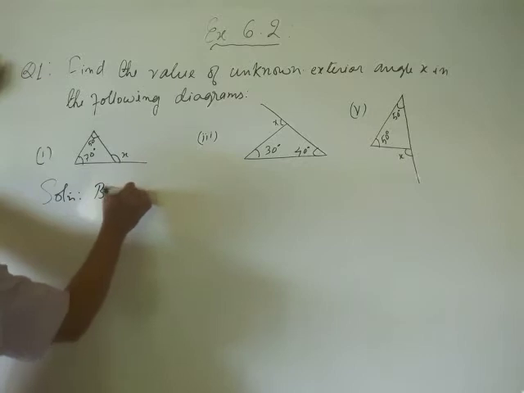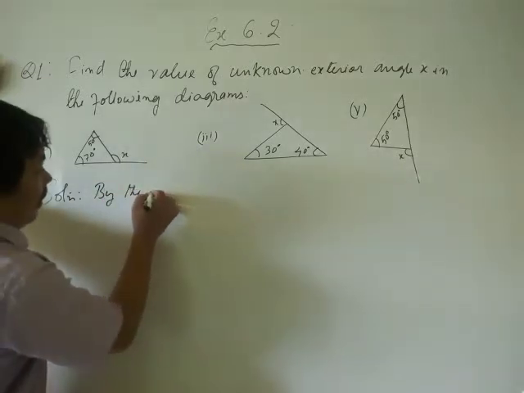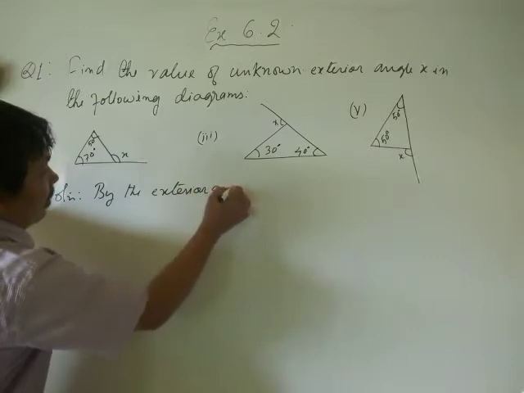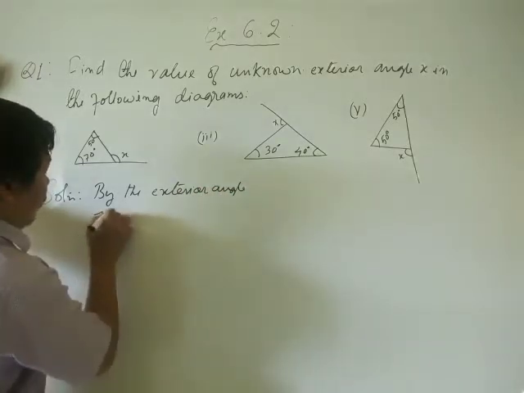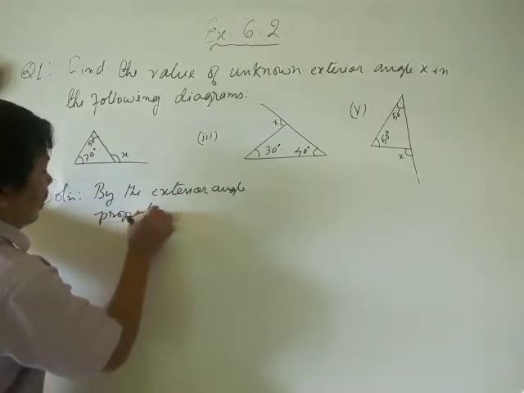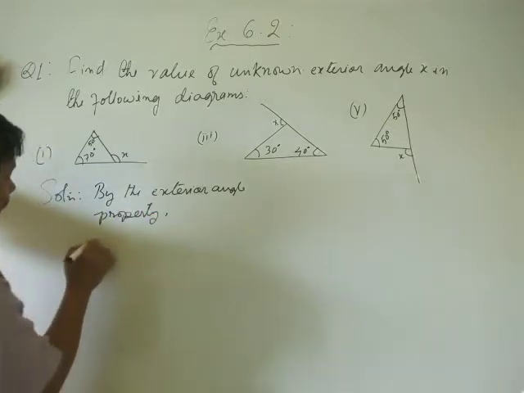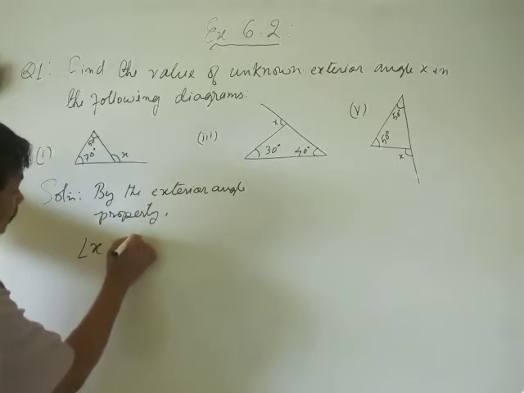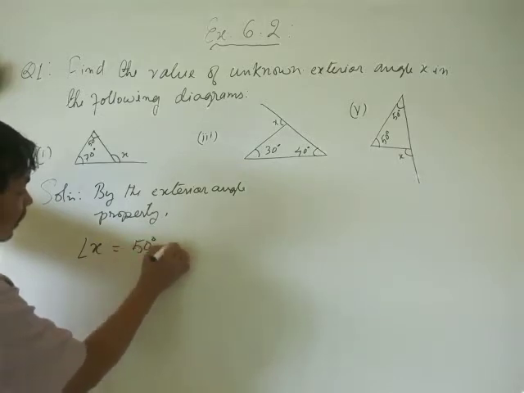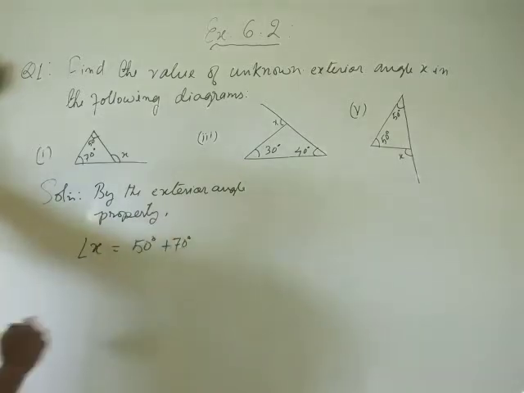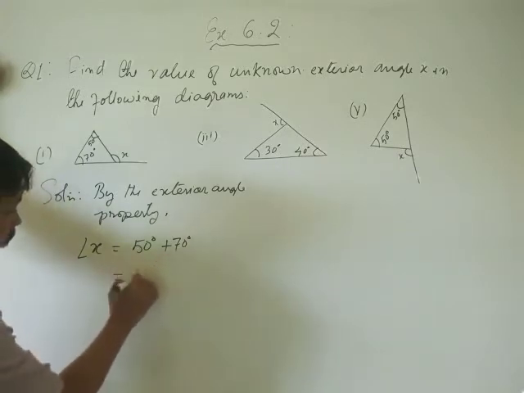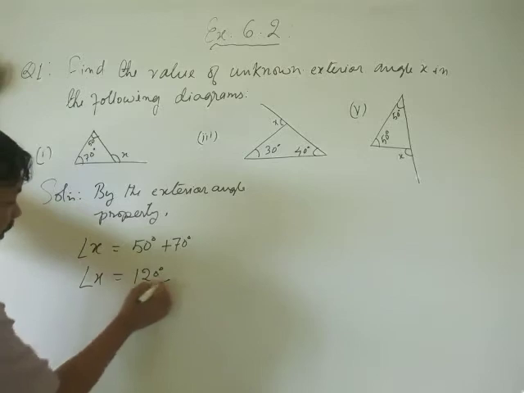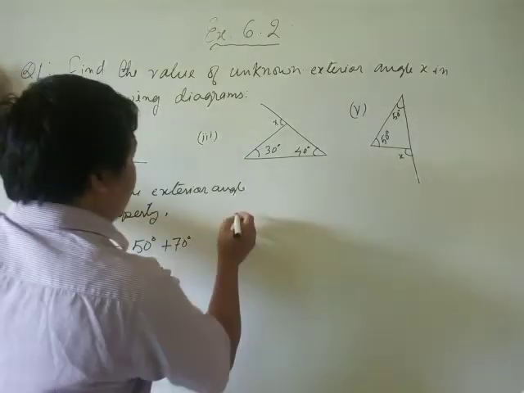By the exterior angle property, angle x is equal to 50 degrees plus 70 degrees. That means equal to how much? 120 degrees. So we get here angle x is equal to 120 degrees. Likewise, here also.